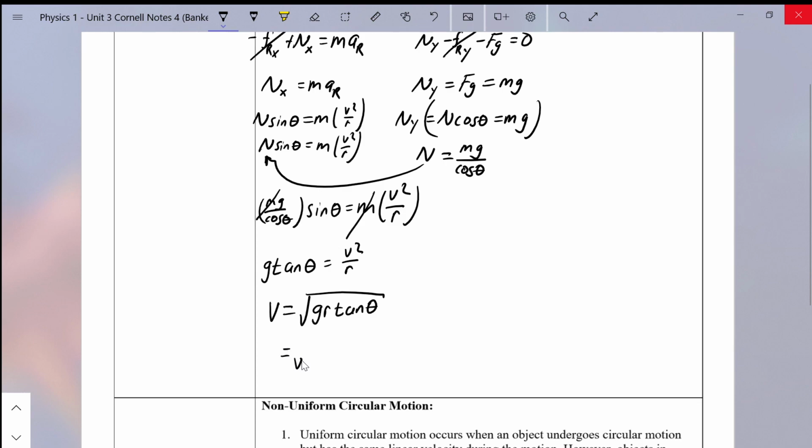Plugging in values, I get the square root of 9.8 meters per second squared, times my radius. What's the radius of this one? 67 meters, times tangent theta, which is tangent of 12 degrees. So again, this is all in the square root. And the answer I get for that is my velocity v is equal to 11.81 meters per second.